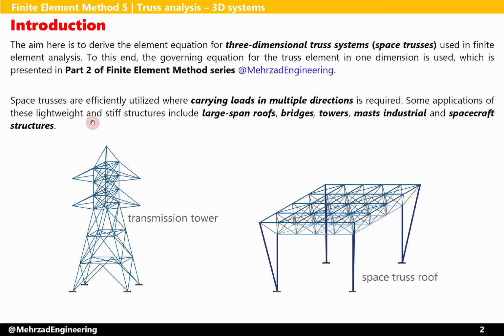Space trusses are efficiently utilized wherever carrying loads in multiple directions is required. Some applications of these lightweight and stiff structures include large span roofs, bridges, towers, mass industrial, and spacecraft structures. Here you can see a transmission tower and a space truss roof.